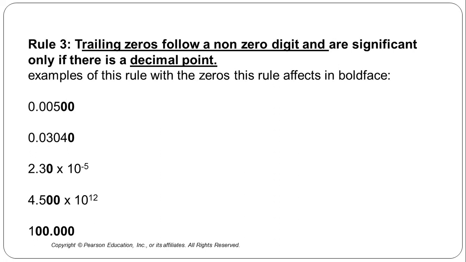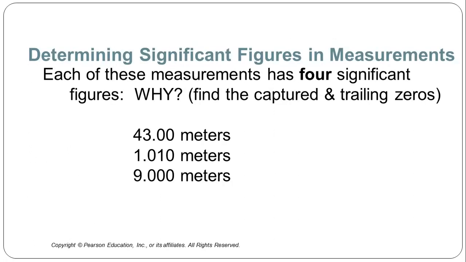Including the second example, 0.03040. So, yung zero na nasa dulo, yun yung trailing zero na tinatawag. Also, yung 2.30 times 10 raised to negative 5, meron din siyang isang trailing zero. 4.500 times 10 raised to 12, meron siyang dalawang trailing zeros. At saka yung 100.000, meron siyang limang trailing zeros. Okay? So, yun yung sinasabi ng rule number 3.